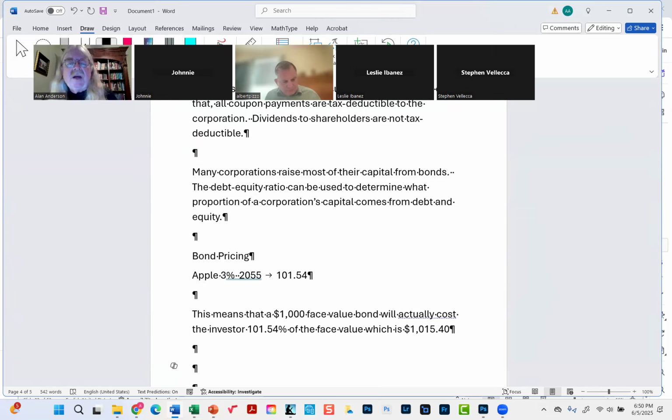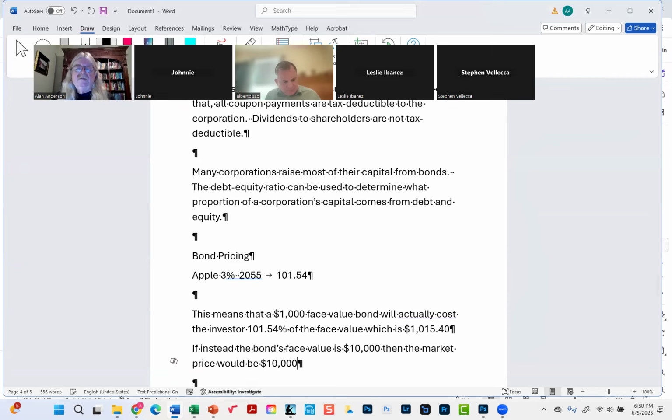In other words, if the bond was $10,000, then the market price would be $10,000 and $1,540 on top. So you can figure it out from your knowledge of this price and the face value of the bond, what the actual market price of the bond is.